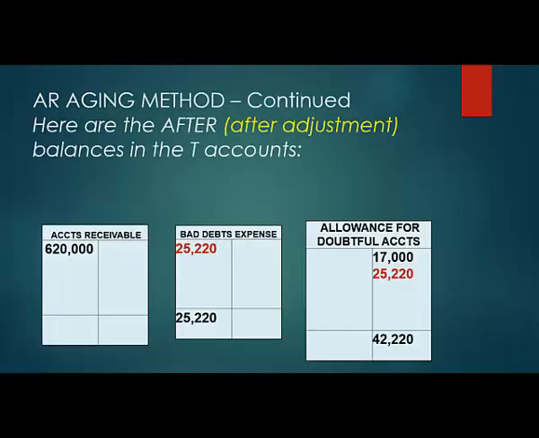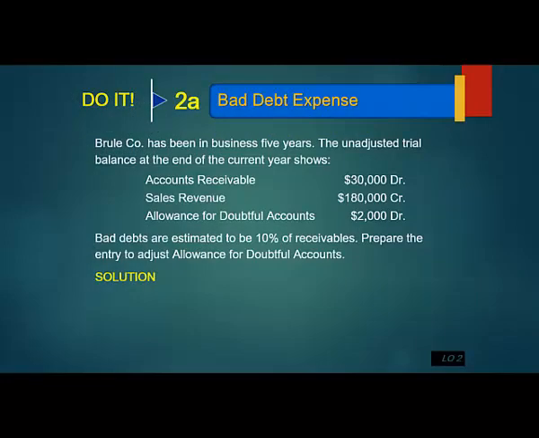So it's important that you know that when we're using the AR aging method, it's the ending balance that has to equal our estimate, the ending balance in allowance for doubtful accounts. So if our beginning balance is $17,000, our journal entry is going to be $25,220. We posted it to bad debt expense, posted it to allowance for doubtful account, and you can see your ending balance agrees to your estimate. We did not touch accounts receivable because it's not part of the adjusting journal entry. Bad debt expense. Let's practice.